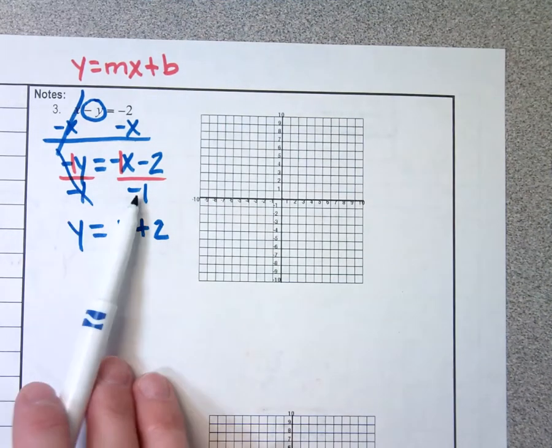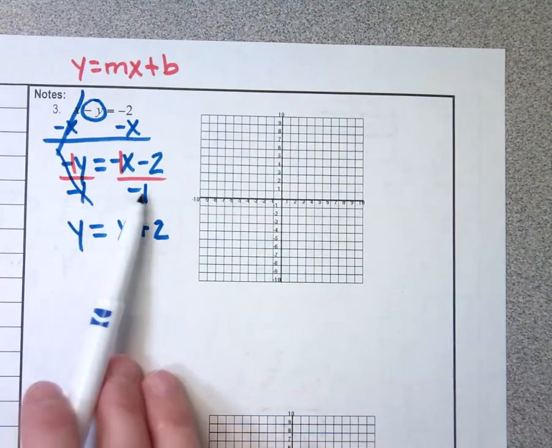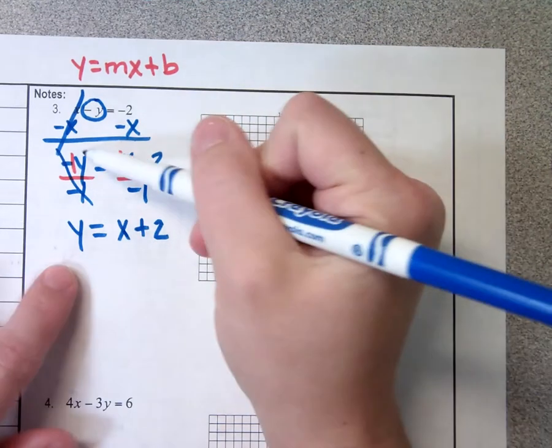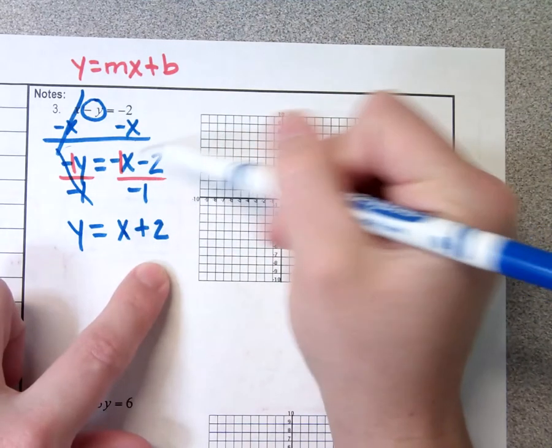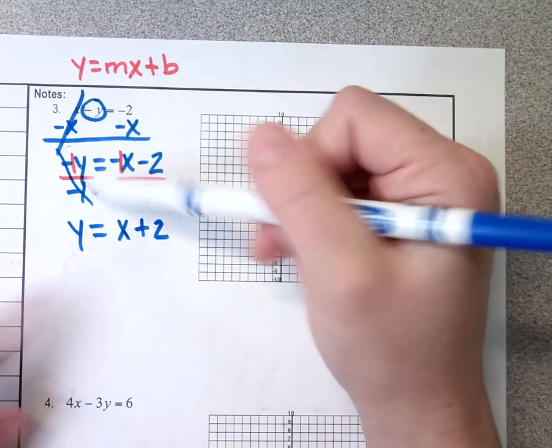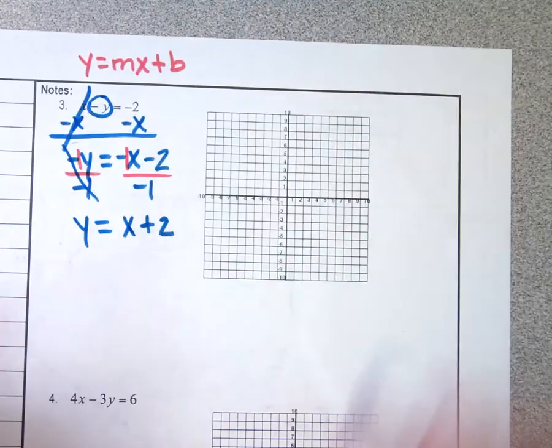So I just want to talk about dividing by negative 1 again. Dividing by negative 1 just switches all the signs. This negative y became positive. This negative x became positive. This negative 2 became positive. The signs just switch, switch, switch.